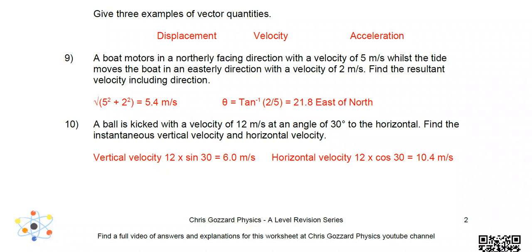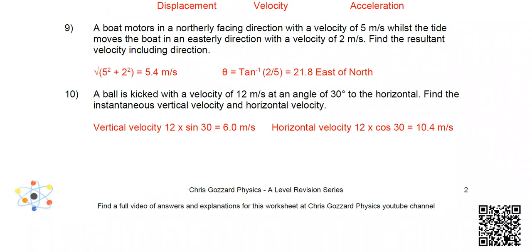So 5 squared plus 2 squared, all square rooted, gives us a resultant velocity vector of 5.4. What's its direction? So we're going to use tan because we've got the opposite and the adjacent. So tan to the minus 1 of 2 over 5, we get 21.8 degrees east of north.